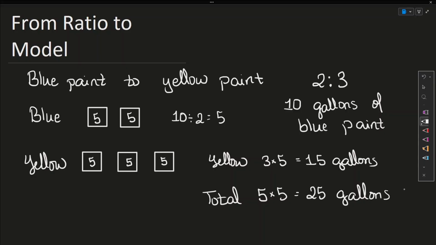The main idea is this. A ratio tells us how many equal-sized parts belong to each quantity. Once we know the size of one part, we can solve the problem. You are doing great. Ratio problems become much more manageable when we slow down and ask, what does one part represent?